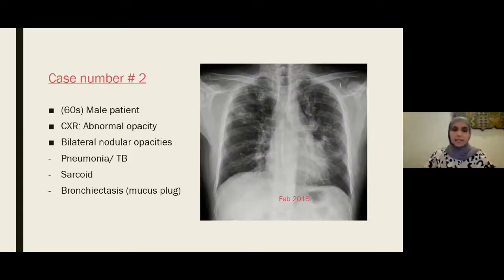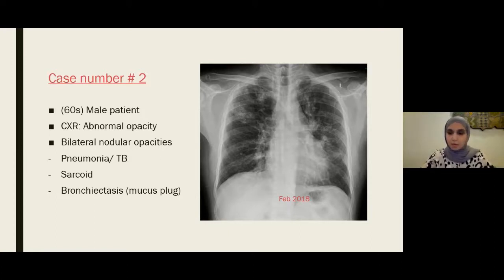My second case is a 60-year-old male patient with a chest X-ray showing an abnormal opacity. This opacity is perihilar, nodular, more or less linear or streak-like, and there is also a heterogeneous opacity in the right lung. The opacity is perihilar, central, and predominantly noted in the upper lobes. The differential diagnosis for this appearance is pneumonia, TB, sarcoidosis, and bronchiectasis with a mucus plug.